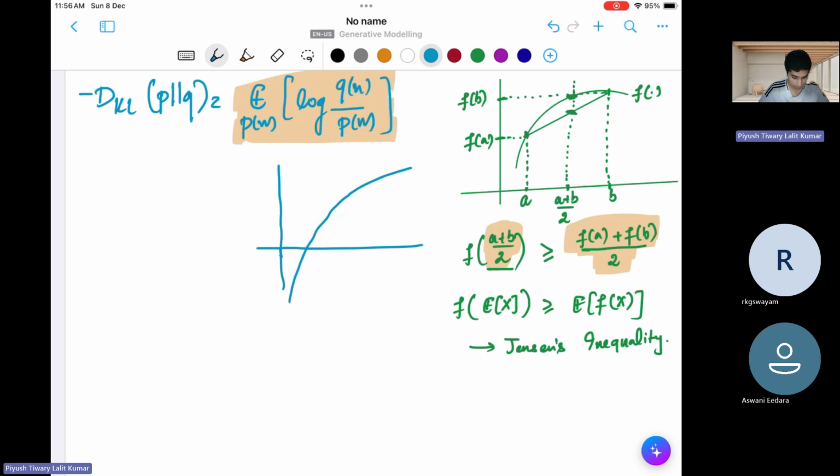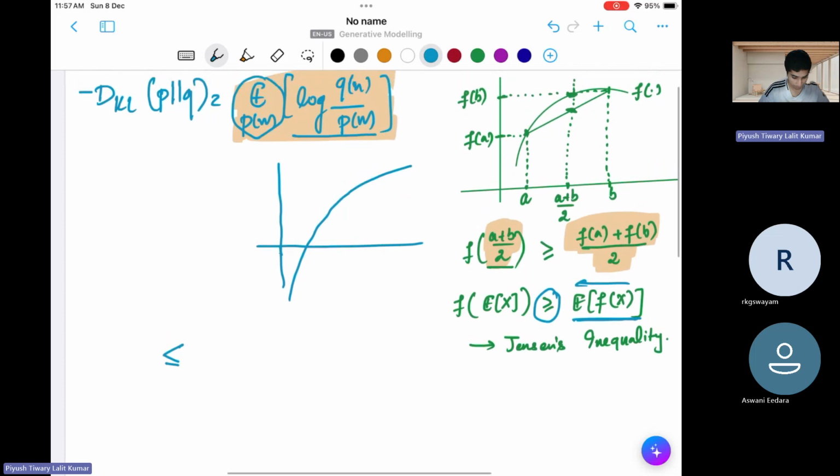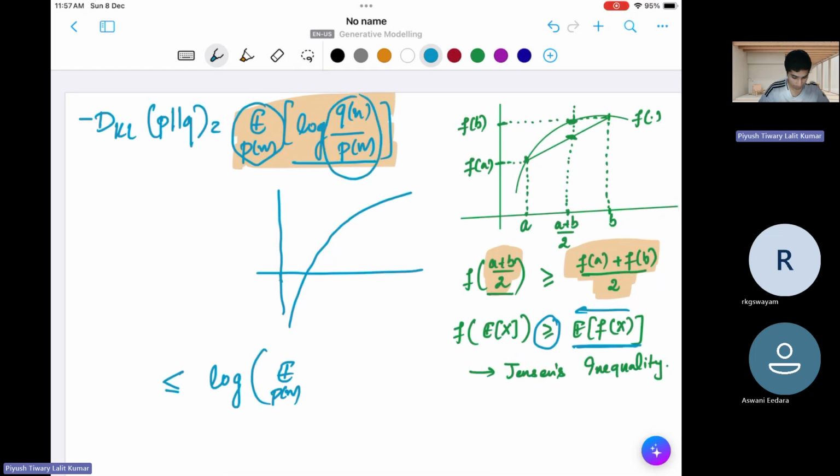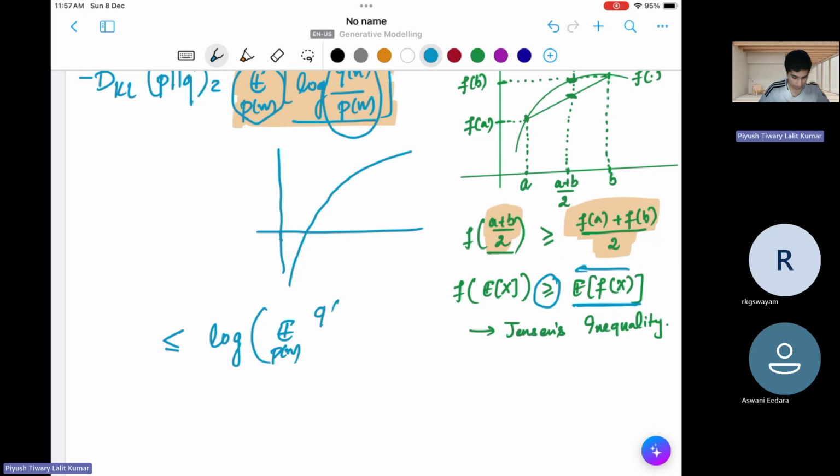Remember the way we remembered it, so look at the RHS. The RHS of Jensen's inequality tells us that the expected value of f(x), and here we have an expected value and this is our f(x), is less than or equal to f of the expected value of x. What is f? f is our log function. And what is x for us? The random variable here is q(x) by p(x). So that becomes log of the expected value under p(x) of q(x) by p(x).